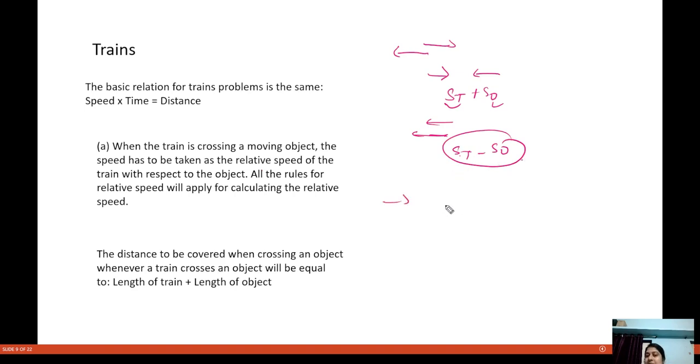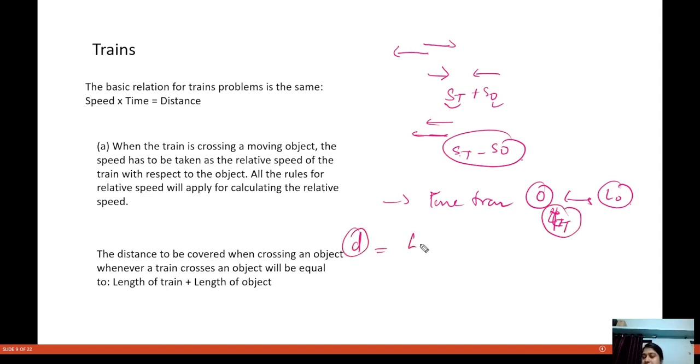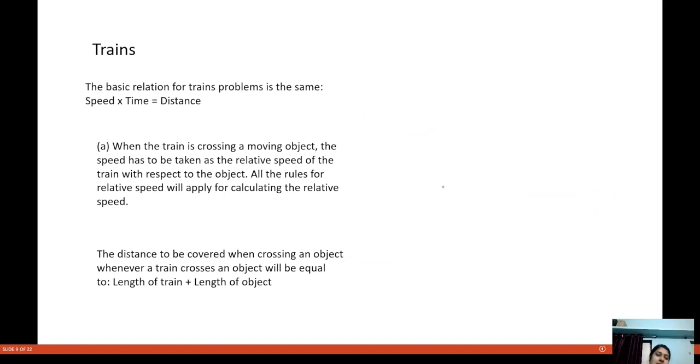Now, if the question is asking how much time the train will take to cross the object, and the object has some length LO, we'll consider that. If the train has some length LT, we will consider that. So the distance that has to be covered for crossing the object is LO plus LT, and if they are moving in the same direction, our speed will be ST minus SO, and if they are moving in the opposite direction, then our speed will be ST plus SO. So I hope everybody is clear with this concept. Let us move forward to the next concept.